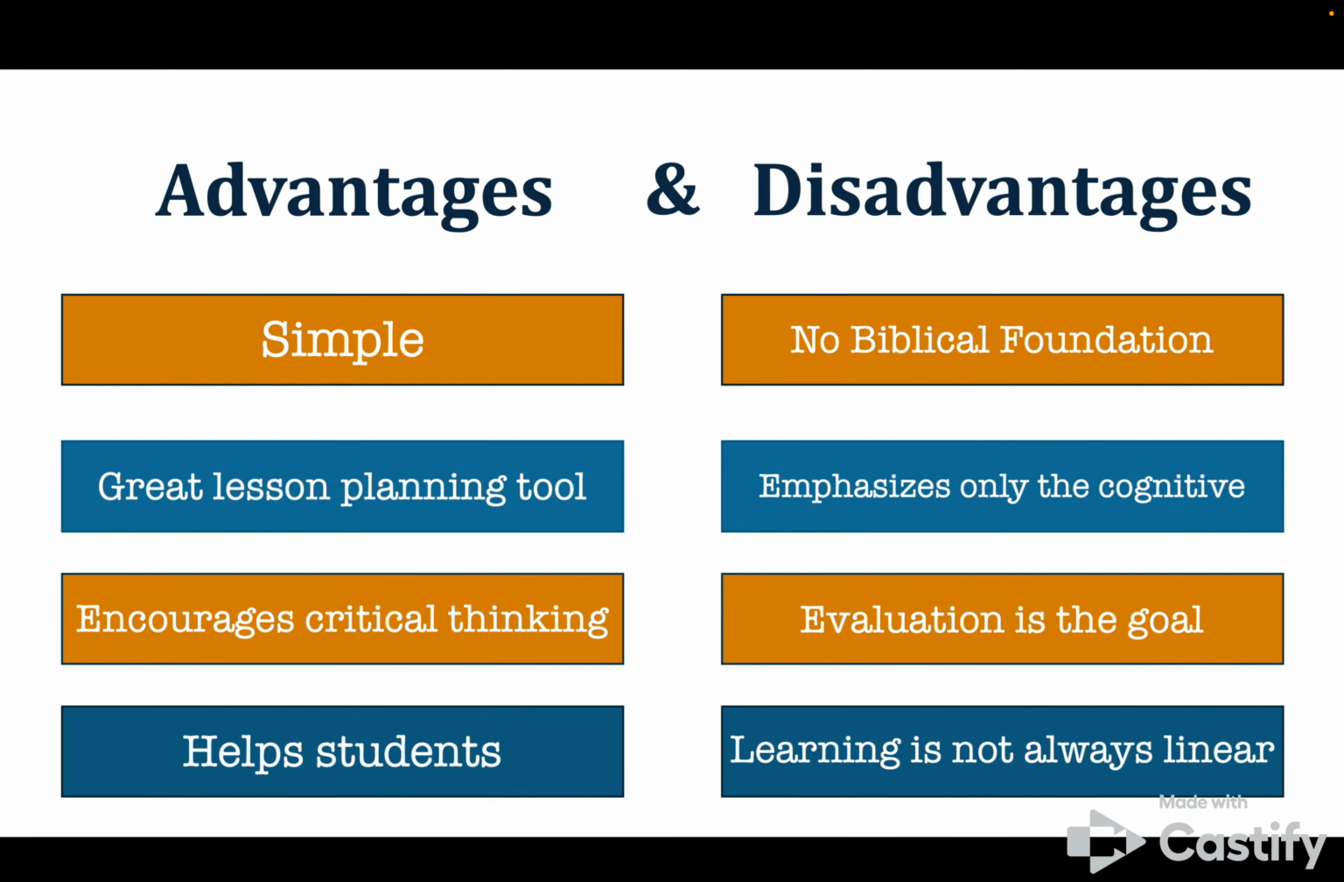The final problem with Bloom's taxonomy is that the ultimate goal and the highest level is evaluation. If that is our ultimate goal as Christian teachers, we have missed our purpose. We'll have to answer to God for neglecting our calling. As Christians, our goal should be to lead students to a saving knowledge of the Lord Jesus Christ and to develop the whole person for the glory of God.